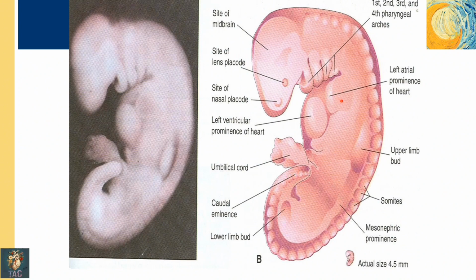Look at this area. This is the left atrial prominence of the heart and the left ventricular prominence of the heart, and these are the first, second, third and fourth pharyngeal arches. So in this embryo you can see a cylindrical embryo, nearly 4.5 millimeters in size. The embryo has now folded itself. This folding we will discuss in the next lecture as well. In this folded embryo, which is in the form of a cylindrical body, you can see the development of the somites in addition to development of the mesonephric area, the heart which is developing, the pharyngeal arches, the lens and the nasal placodes, and also the upper limb and lower limb buds which are present.